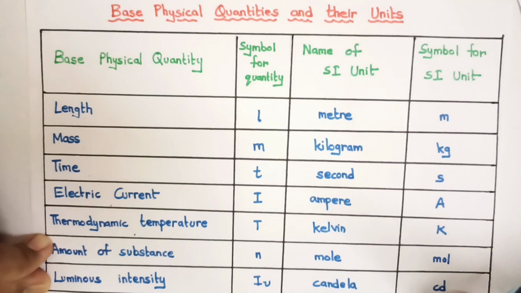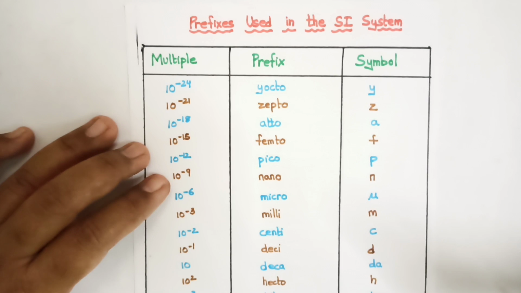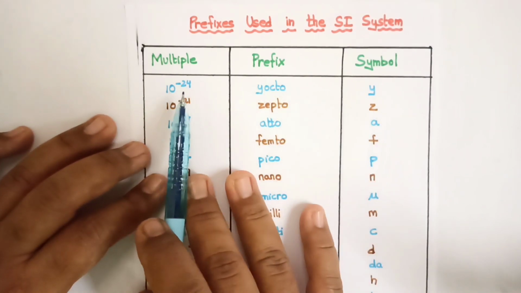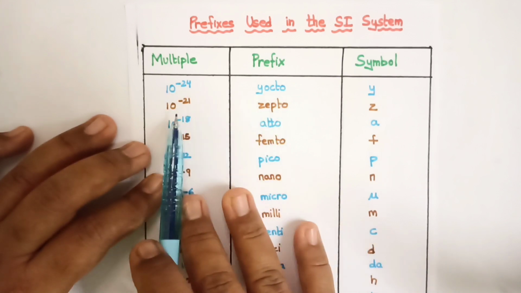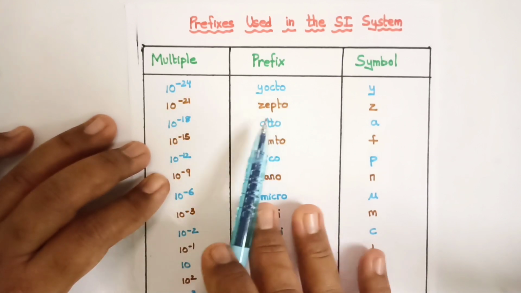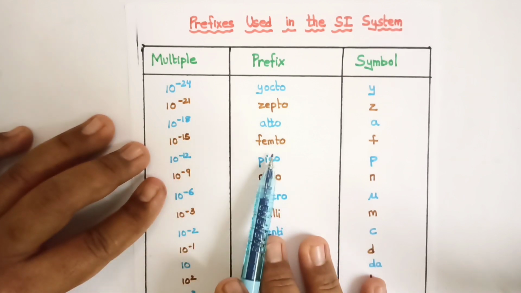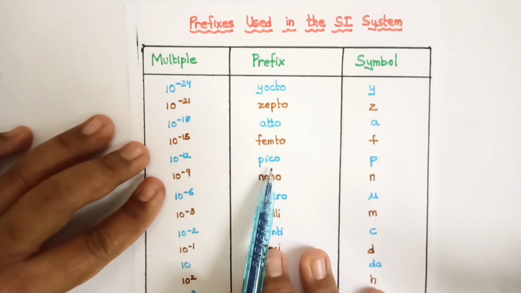Okay. Now, the SI system of units uses prefixes which indicate the multiples or submultiples of a unit. Now let us see what are those prefixes. These are the prefixes which are used in the SI system of units. These also you have to remember. There is no other option for it. Multiple, prefix and symbol. 10 to the power minus 24 is yocto. 10 to the power minus 21 is zepto. 10 to the power minus 18 is atto. 10 to the power minus 15 is femto. 10 to the power minus 12 is pico.